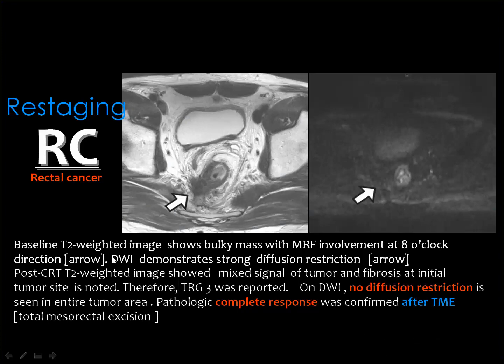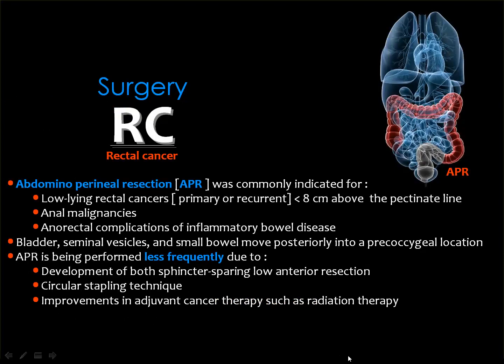After therapy, you got regression of the tumor and no diffusion restriction. This means that the remaining tissue here represents fibrosis rather than tumor residue. Then what are the surgical procedures that are available for management of rectal cancer?